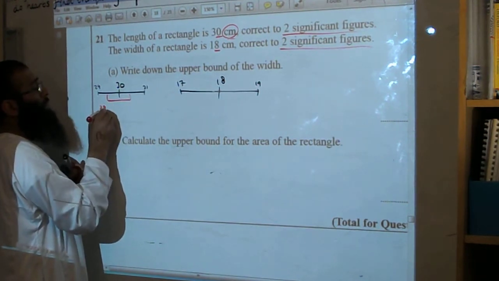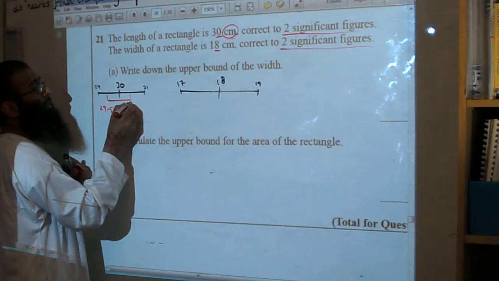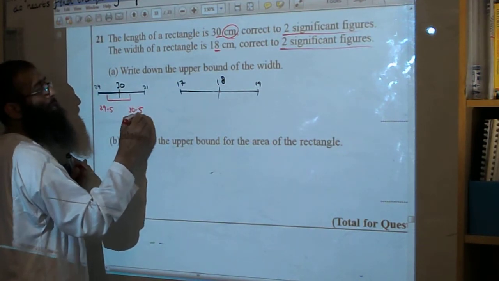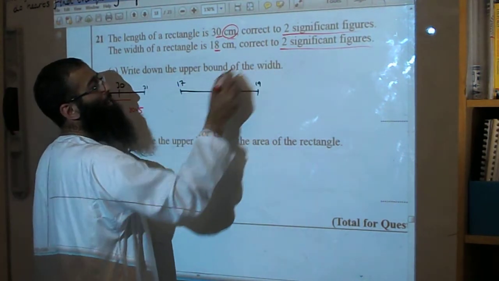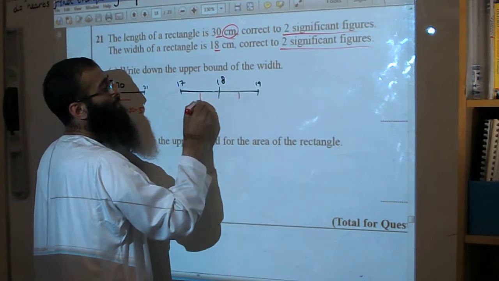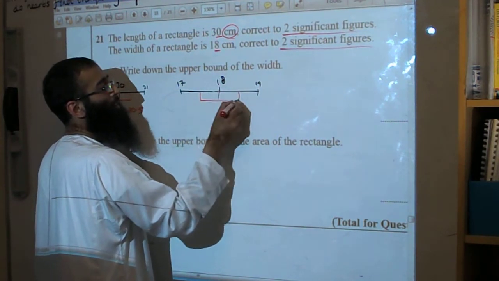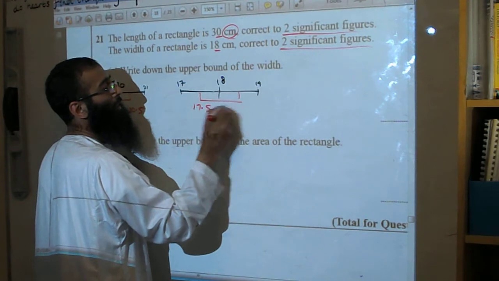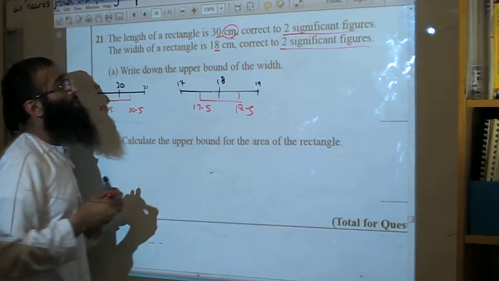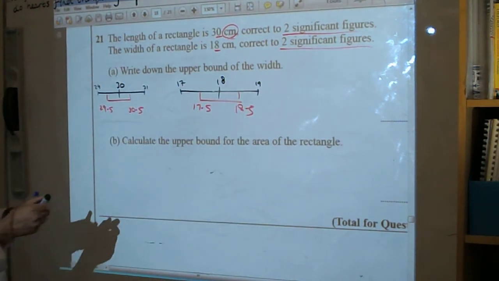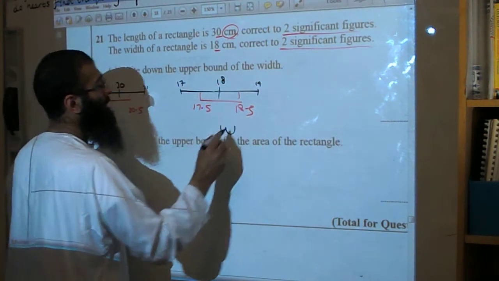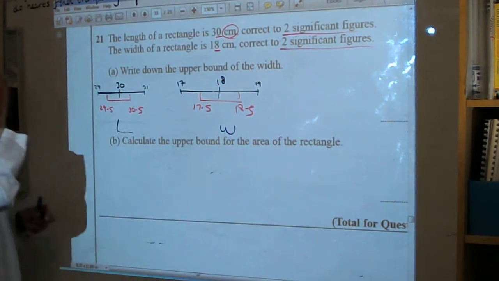So that'll be 29.5, half a centimeter back, and half a centimeter forward will be? 30.5. So this is also done to the nearest centimeter, half a centimeter here and half a centimeter there. So that'll be 17.5 and 18.5. This one here is the width, and this one here is the length.